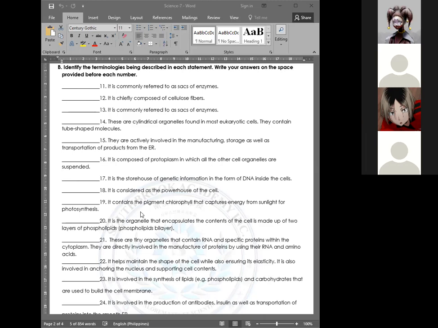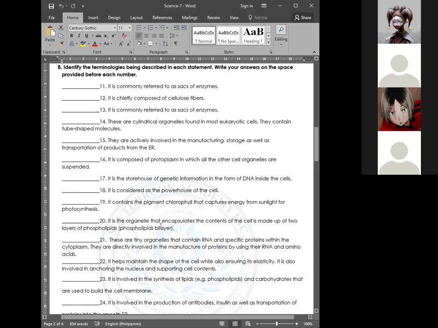Number 19, it contains pigment called chlorophyll that captures energy from sunlight for photosynthesis. If it contains chlorophyll, it is called as what? Chloroplast. Yes, under plastid. It is a chloroplast.